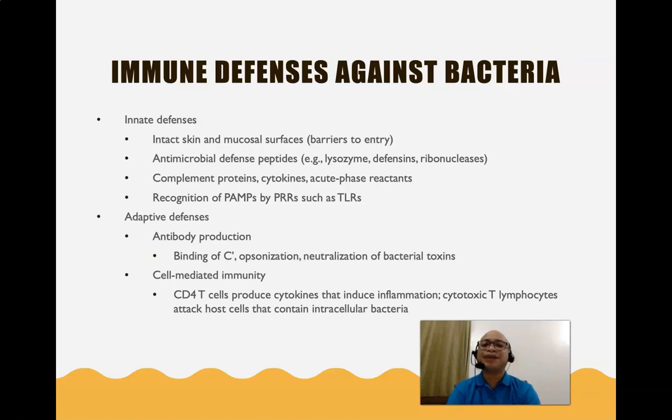So this specific immunity could either be humoral response, wherein there is antibody production by the plasma cell. So this will involve binding of complement, opsonization, neutralization of bacterial toxins, and the other one is of course the cell-mediated immunity. In cell-mediated immunity, lymphocytes such as the CD4 T helper cells would have the ability to produce cytokines, and that alone will be enough to induce inflammation. And as we all know, inflammation is very important because if there's inflammation, we prevent systemic infection.